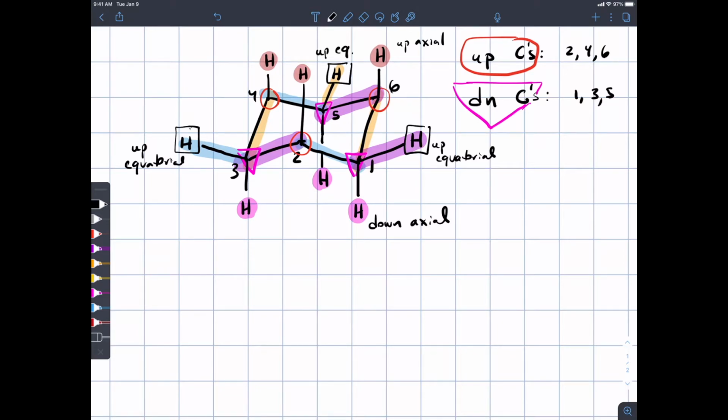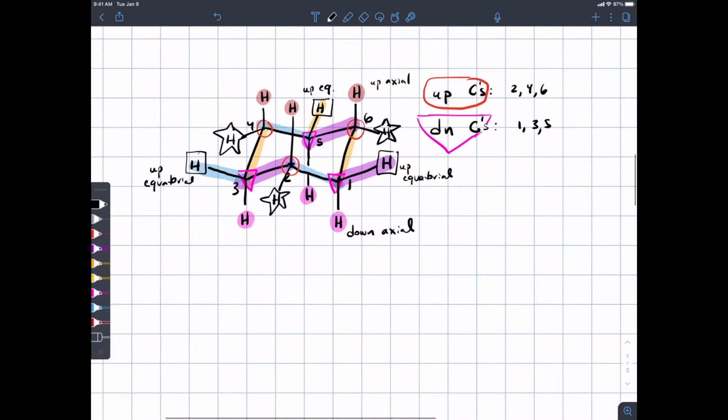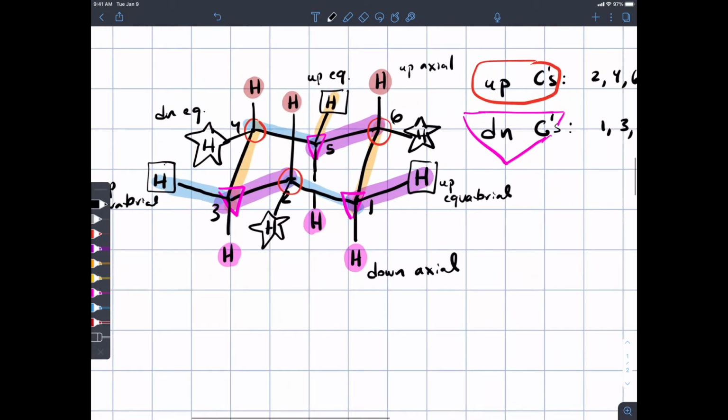Okay. And then similarly, I could do down equatorial protons at up carbons 2, 4, and 6. And I've run out of convenient symbols, so we will star. I did use square. I used upside down triangle. I guess I could use diamond, but anyway. These are the down equatorial protons. And you'll notice that they're parallel, in the same way, to the appropriate carbon-carbon bonds within the ring.